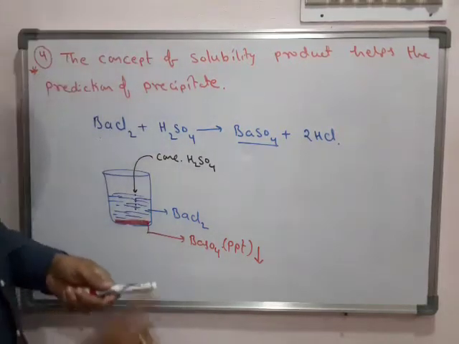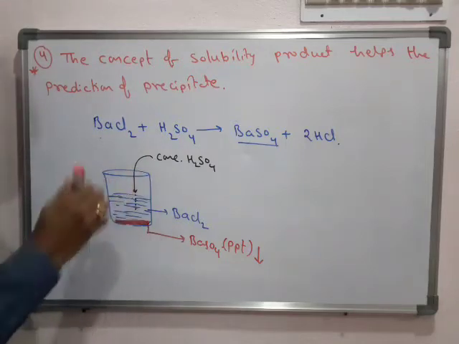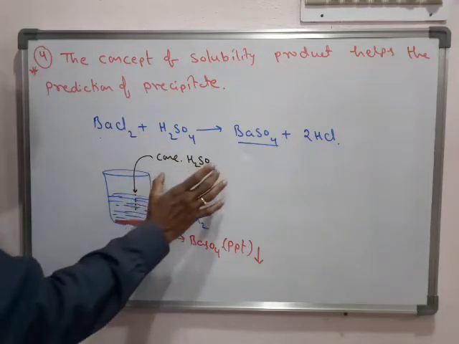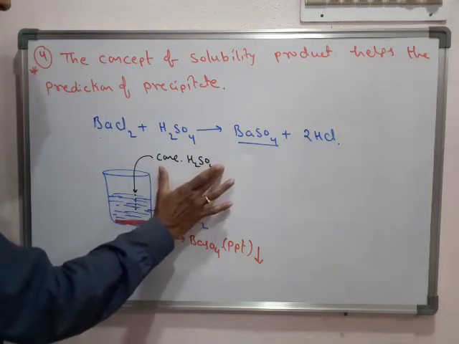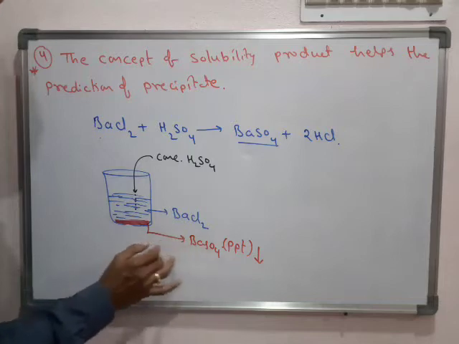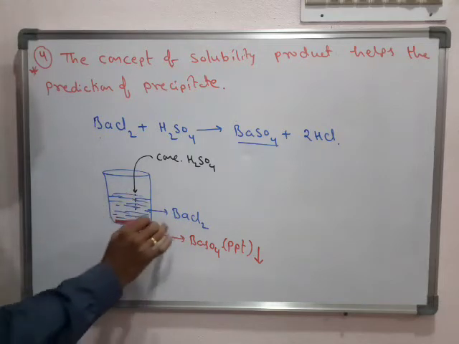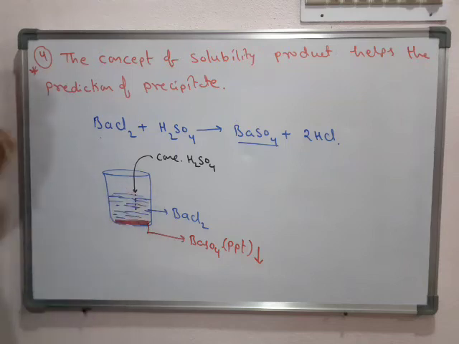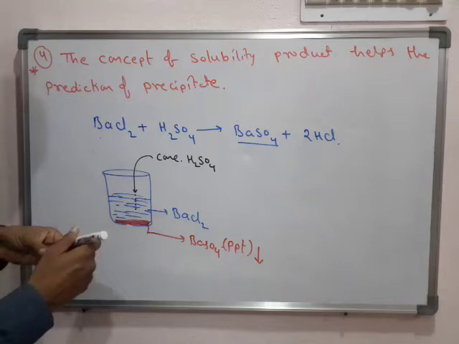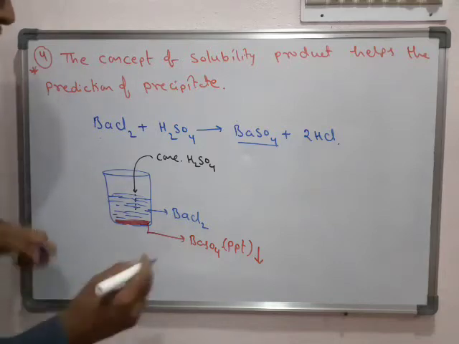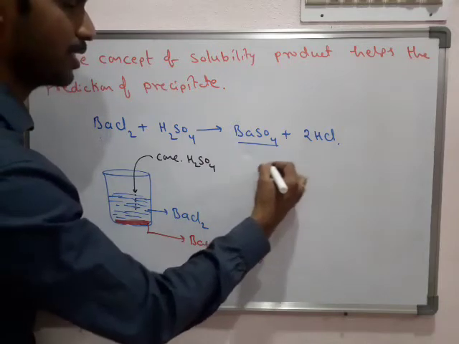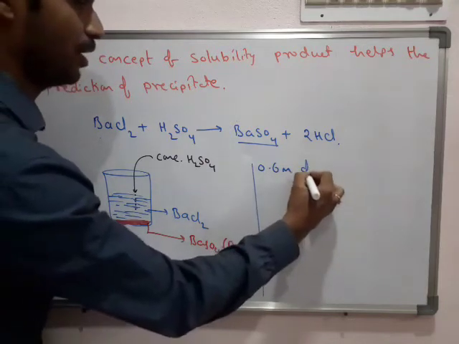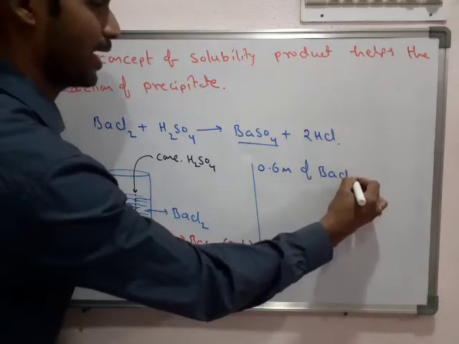For example, how much concentration of H2SO4 is needed to precipitate the barium sulfate? For example, if barium chloride concentration is taken as 0.6 M, 0.6 M of barium chloride is taken.